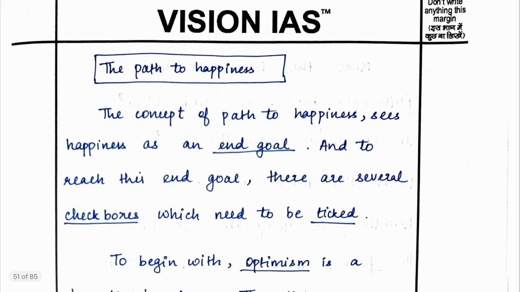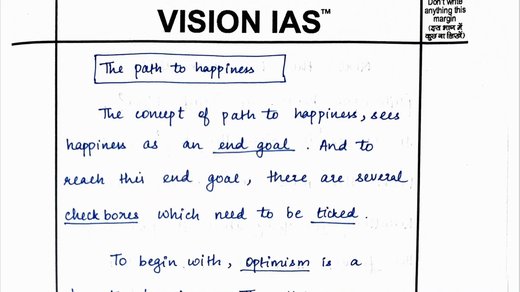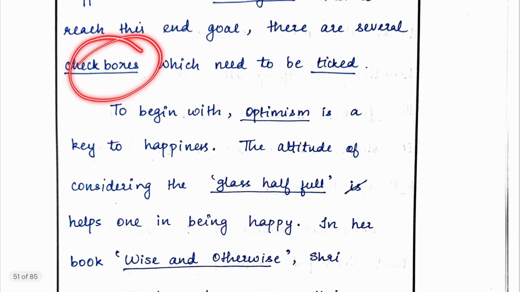The concept of path to happiness sees happiness as an end goal. So there is a certain path which if we follow, we will reach or achieve happiness, or we will be happy. And to reach this end goal, there are several check boxes which need to be ticked. If these boxes are ticked, we will be happy. So what are those check boxes, what we need to do?